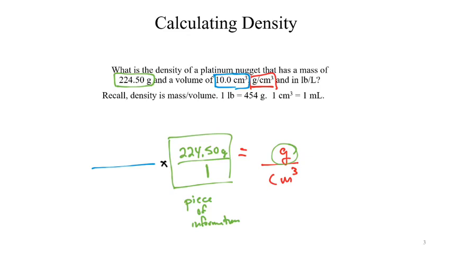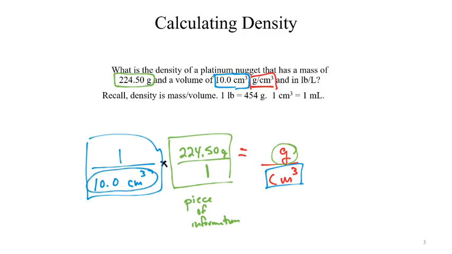Well, again, I would look at my answer. Centimeters cubed is my volume, placed in the denominator, so I'm going to place 10.0 centimeters cubed in the denominator. What do I want to place in the numerator? Just 1, because the only piece of information I'm given is this 10.0 centimeters cubed. I'm using my answer to tell me where to place that numerical value. In the remaining location, I don't want to put anything, because I don't want to change my piece of information.